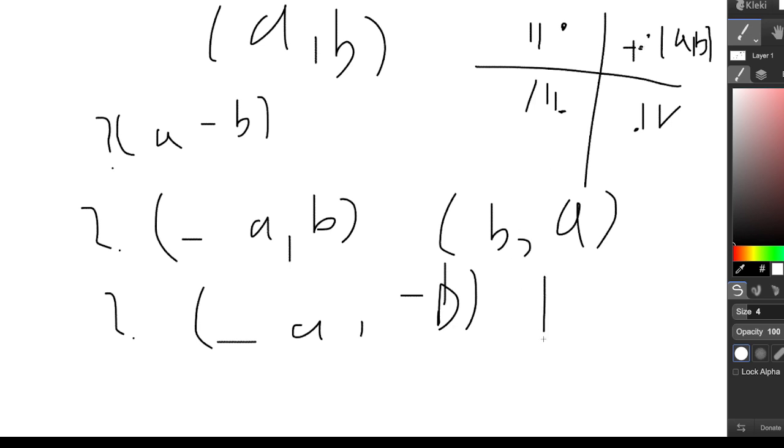So the answer for this one is quadrant 1. The answer for this one is quadrant 4. And the answer for negative A, B was quadrant 2. Write it like this if you want. And then BA was quadrant 1, negative A, negative B is in quadrant 3. Quadrant 3.